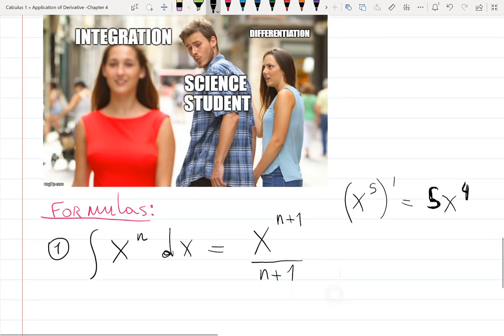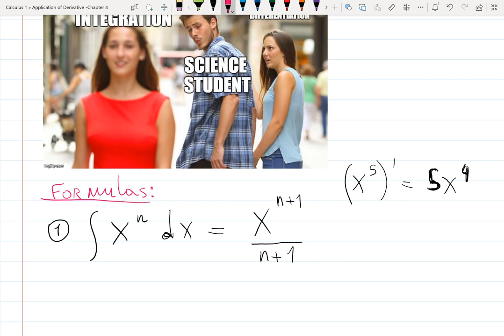And that's the power rule. We had the power rule for differentiation. Now we have the power rule for integration. Did I forget anything? Yes, I did. There's something important that should be at the end, which is plus c, to include all possible families as well.